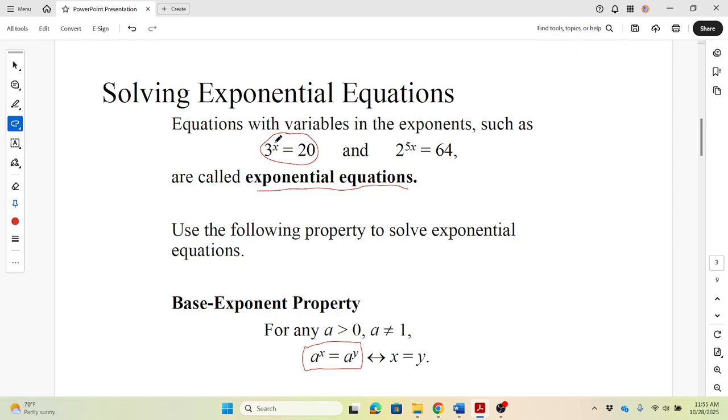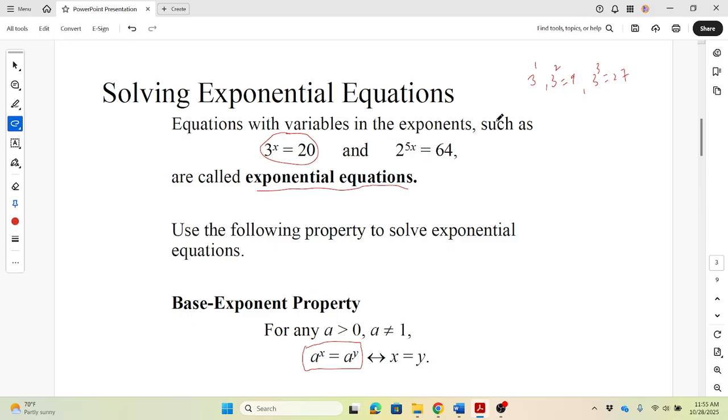So here, 3 to the power x, the base is 3 on the left side, and 20 on the right. Can we express 20 as 3 to the power something? We know 3 to the power 1 is 3, 3 to the power 2 is 9, 3 to the power 3 is 27. So we cannot express this as 3 to the power something, and we cannot apply this base property here.